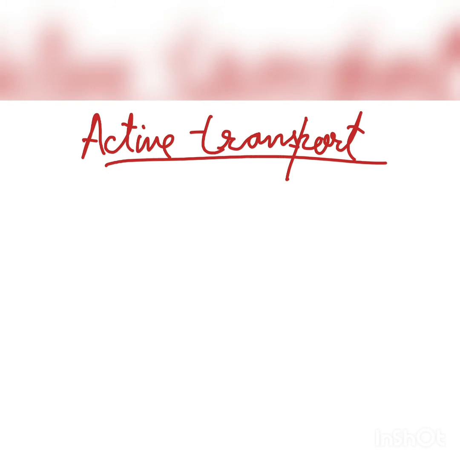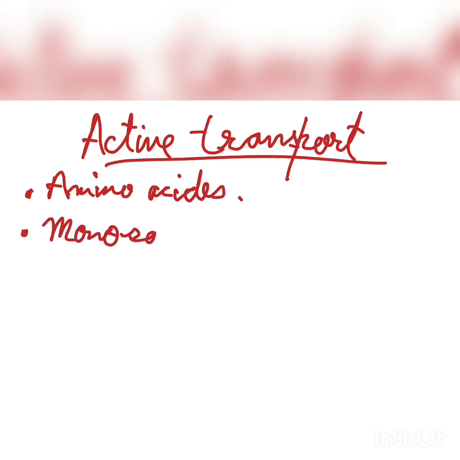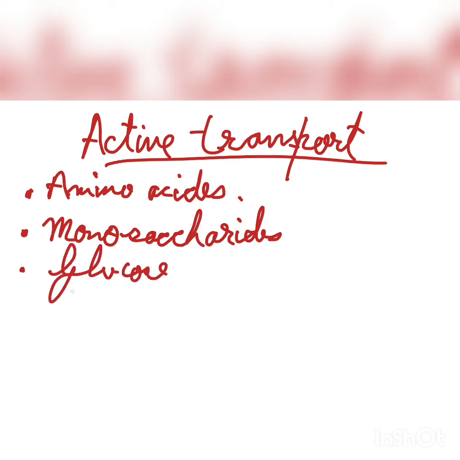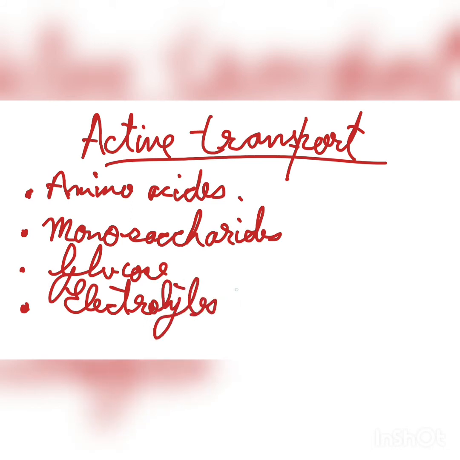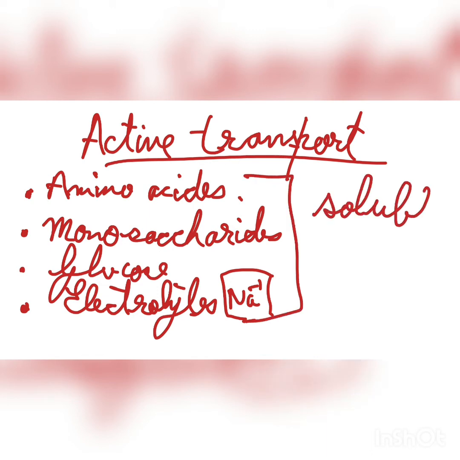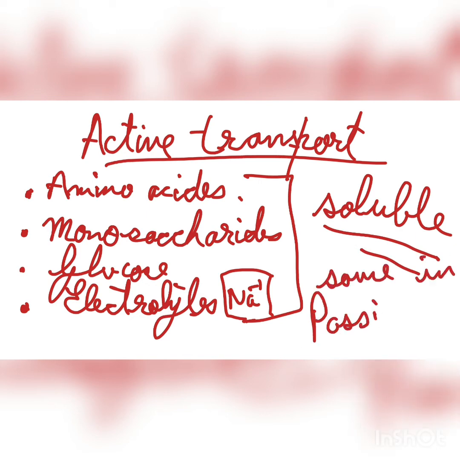Now once again let's move to the topic of transport. I have told you that various nutrients like amino acids, monosaccharides like glucose or electrolytes like Na are absorbed into the bloodstream by this mechanism. And in a similar manner, in passive transport, other things like water are absorbed. But there is one thing in common, that all these things are soluble. That means they can pass the membrane by mixing with water. But how can insoluble things be transported?